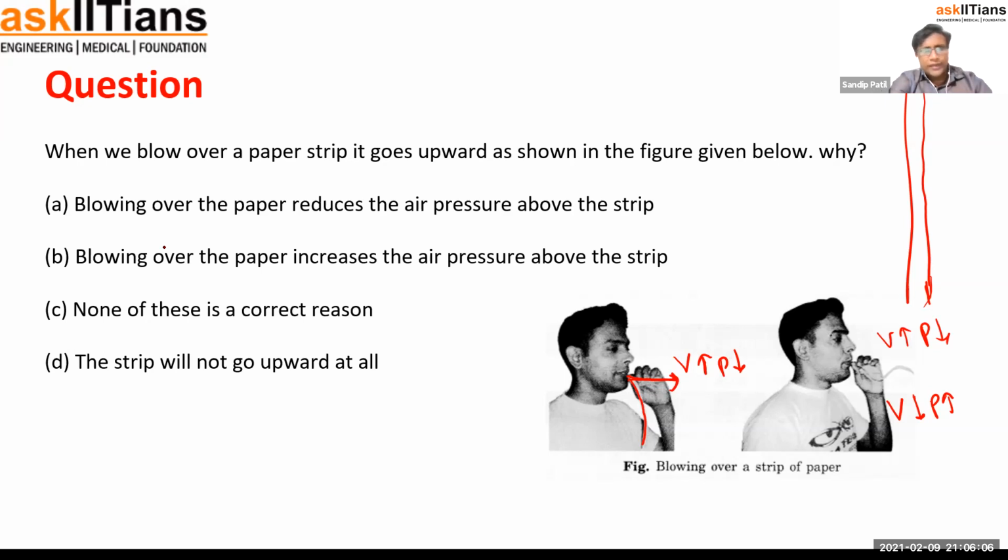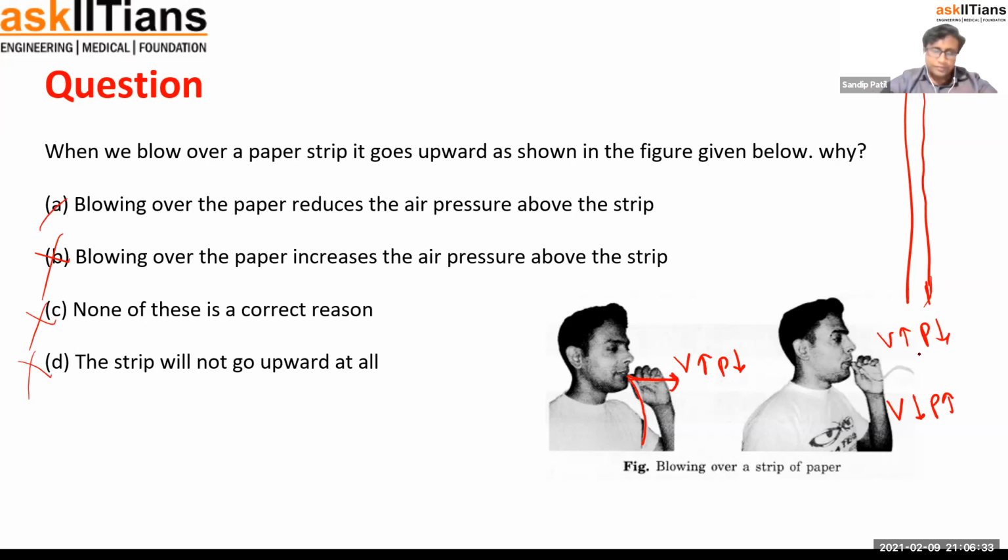Okay, so let's see which one is the correct option. First of all, blowing over the paper reduces the air pressure above the strip. Is it right? Above the strip, we already said that yes, velocity increases, so pressure decreases. This is right. Second says blowing over the paper increases the air pressure above the strip. No, it decreases. We know that. None of this is correct, and the strip will not go upward at all. No, the strip is anyway going upward, right?